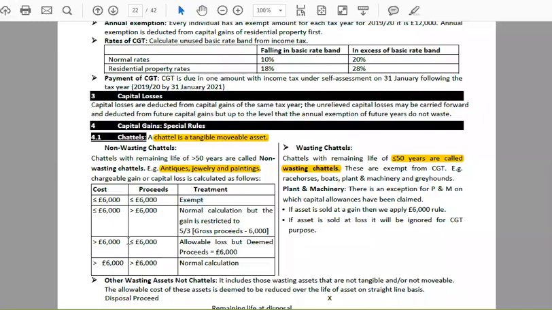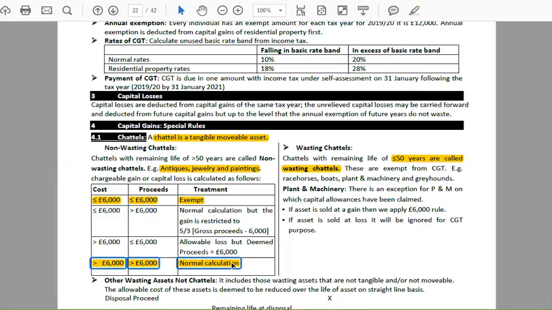Moving forward. So this was the very first case: cost and selling price both are less than £6,000. So now let's consider the vice versa case. If cost and selling price both are more than £6,000, then there will be normal calculations. Normal calculation means selling price minus cost. Either you have profit or you have loss. If you have profit, you have to pay tax. If you have loss, you will get relief. So these are the normal tax implications.